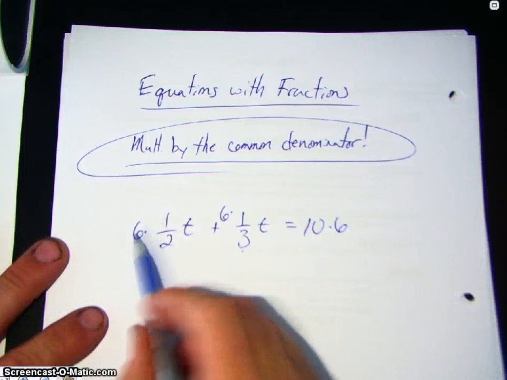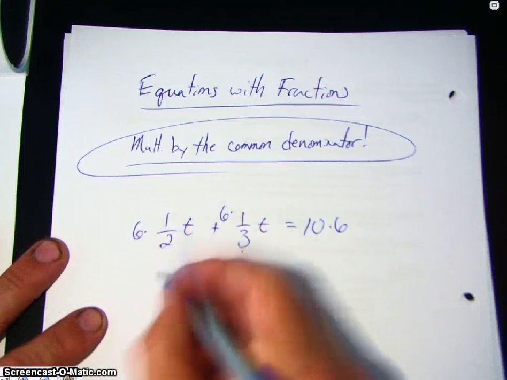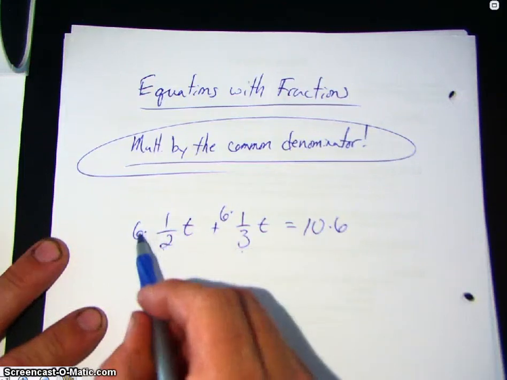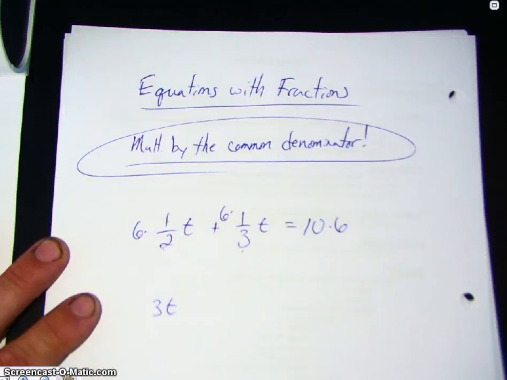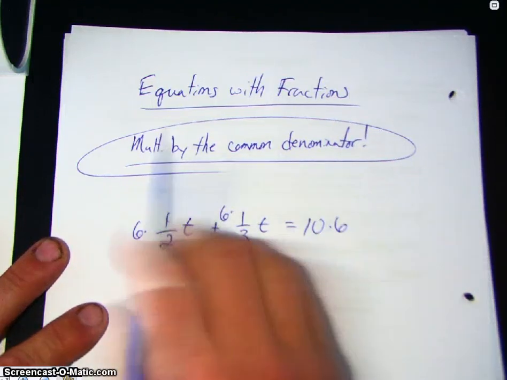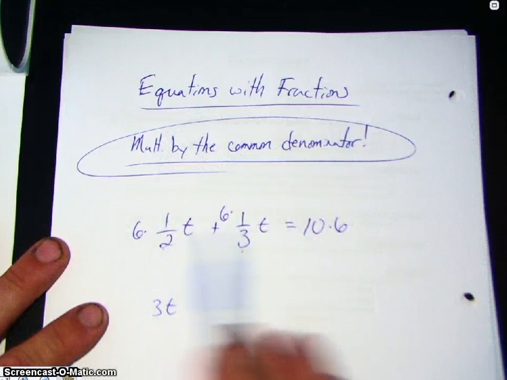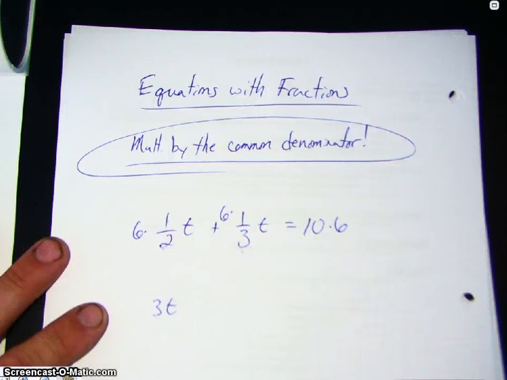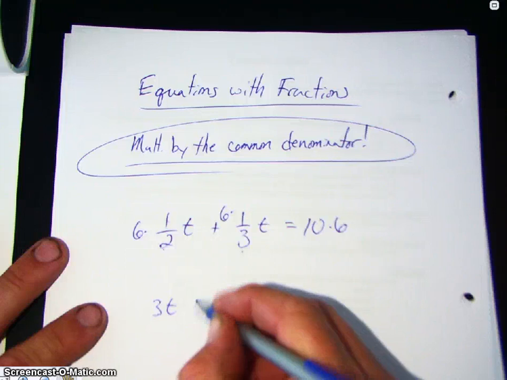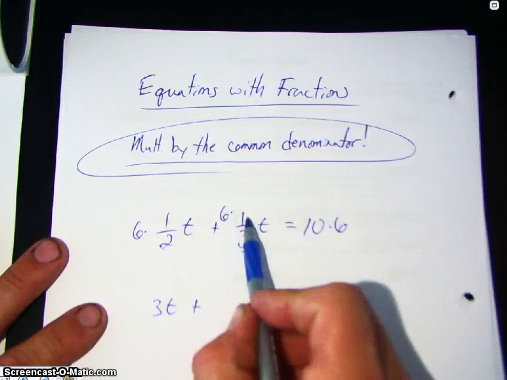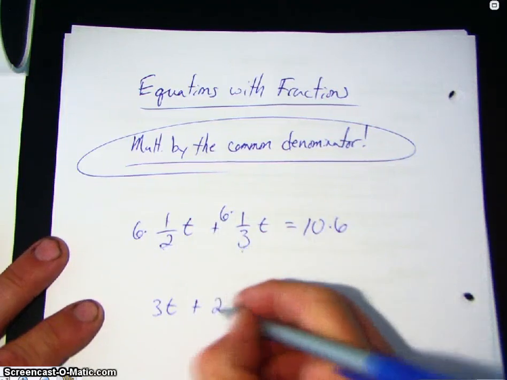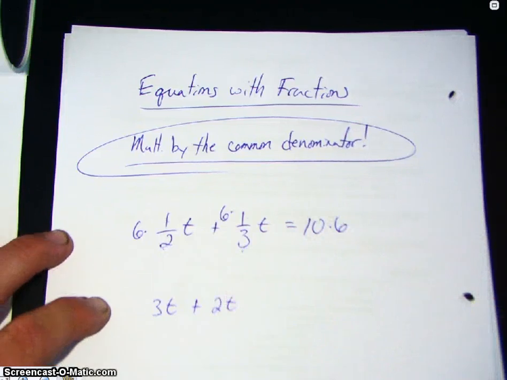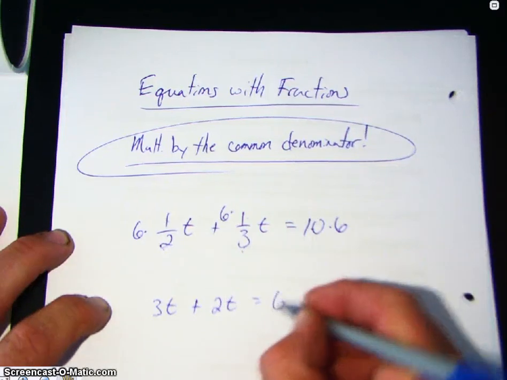So we have 6 times 1 is 6, divided by 2 is 3, so I get 3t. When you're getting rid of the fractions, you still keep the variables. You're just rewriting the coefficients to be non-fractions. The next one, we got 6 times 1 is 6, divided by 3, so 6 divided by 3 is 2t. Equals 10 times 6 is 60.